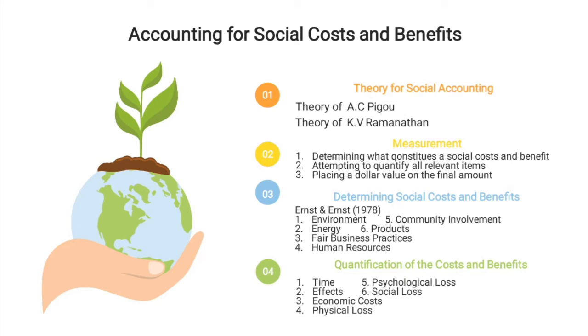Deciding what is a social cost and benefit is not a trivial problem. It involves not only a precise definition of social cost and benefit, but an understanding of various value systems. A number of schemes for categorizing events that cause social costs and benefits to arise have been discussed in the literature. The study by Ernst and Ernst in 1978 found that disclosures were related to these subjects: the first is environment, and then energy, fair business practices, human resources, community involvement, products, and other factors.